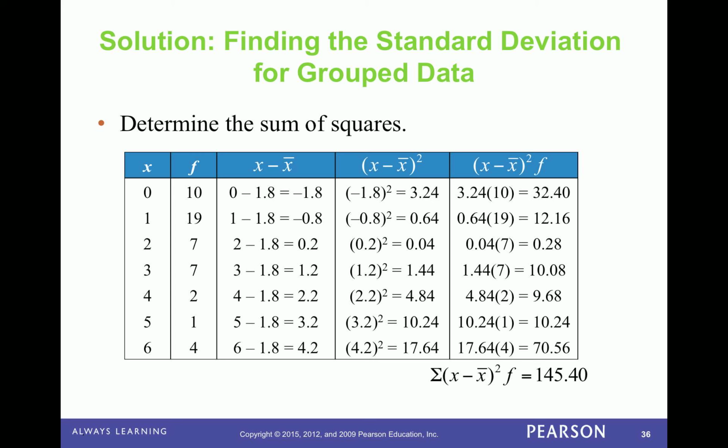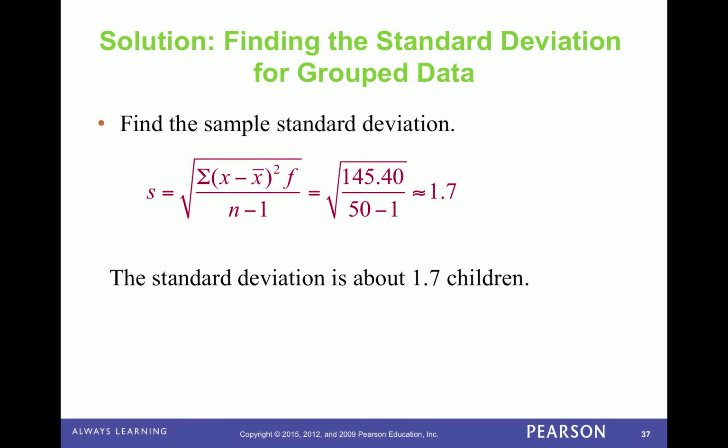So now we make a table to determine the sum of squares. We have x, the categories, f, the frequency, the deviation x minus x bar, the deviation squared, and then the frequency times the deviation squared, and we sum that and get 144.4. So 144.4 divided by 50 minus 1, and then the square root of that. Our standard deviation is 1.7 children. So our mean is 1.8 children, and our standard deviation is 1.7 children.